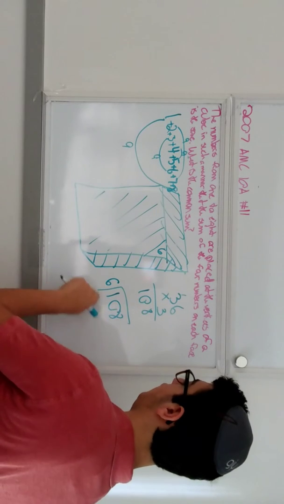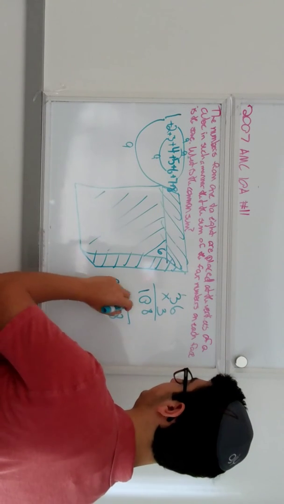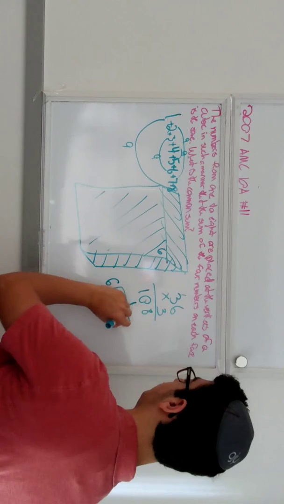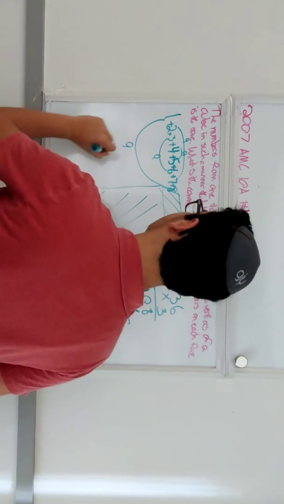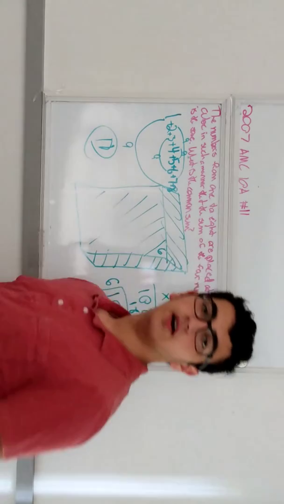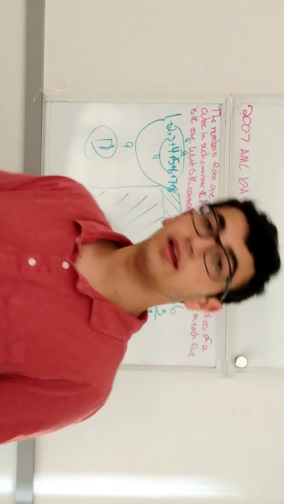So 10 divided by 6, I have 1, put the 4 over here, 48 is 6 times 8, our answer is 18.